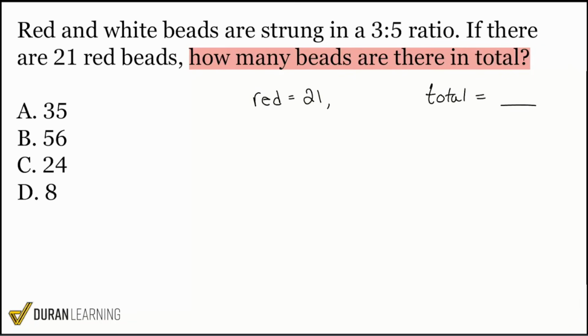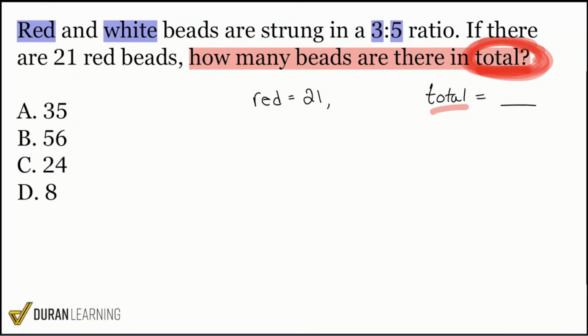I already have it highlighted. I'll highlight it again, underline it a couple times. There we go. We are looking for the total. Now, that's going to be very important. How we handle this is going to define whether we get this right or wrong. Watch and learn. So let me go back to that first sentence. We are comparing here red and white in a ratio of 3-to-5.